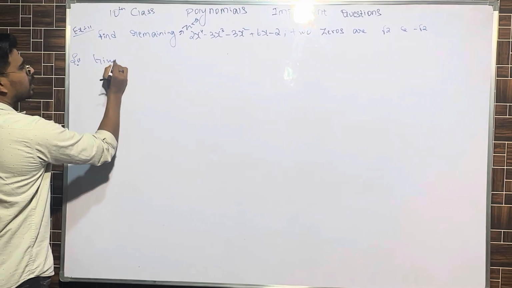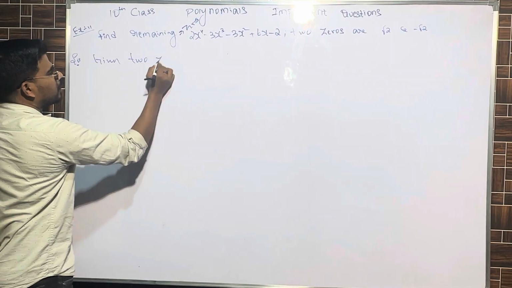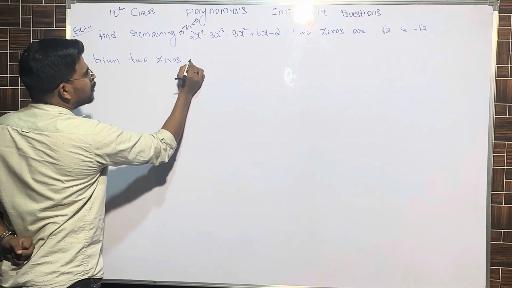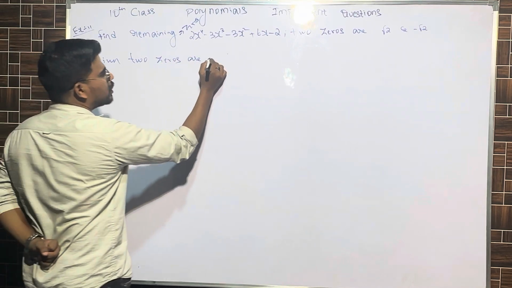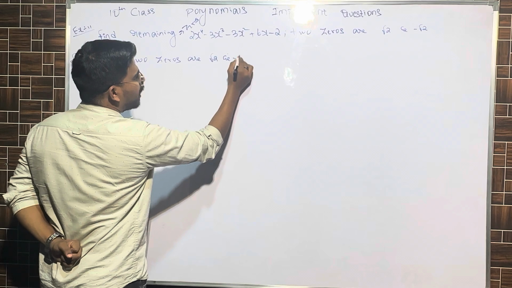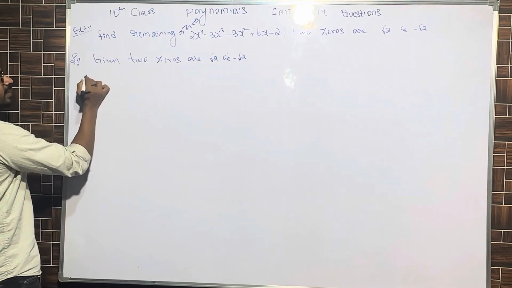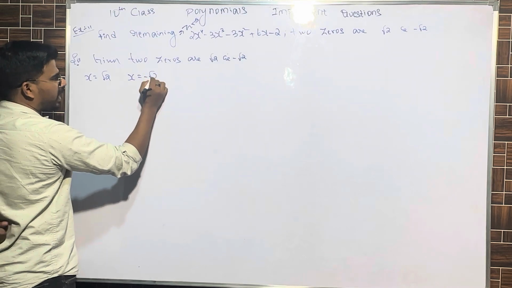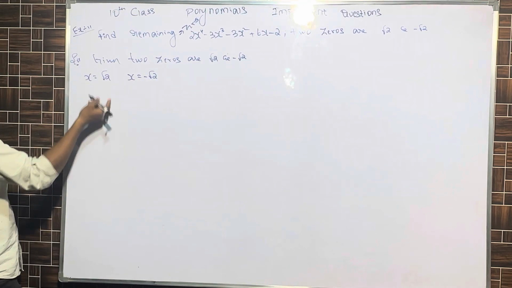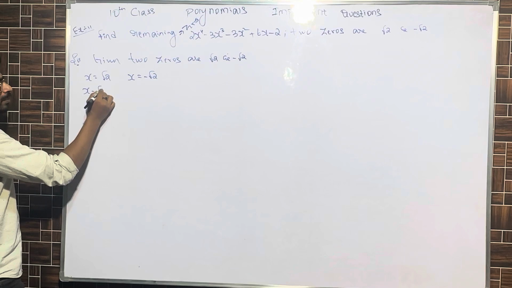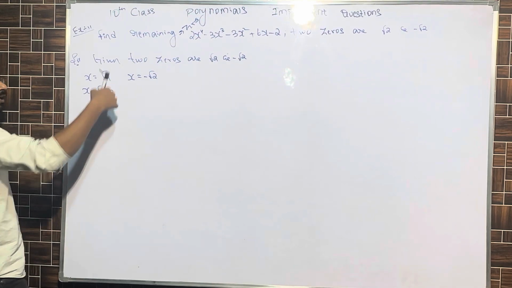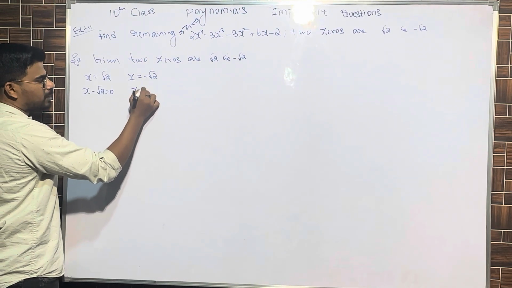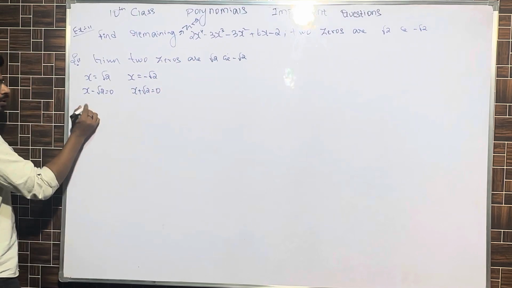Given 2 zeros. What are the 2 zeros? Root 2 and minus root 2. So these are the values of x. x is equal to root 2, x is equal to minus root 2. If I move plus root 2 here, it will become minus root 2: x minus root 2 is equal to 0. If I move minus here, it will become plus: x plus root 2 is equal to 0.